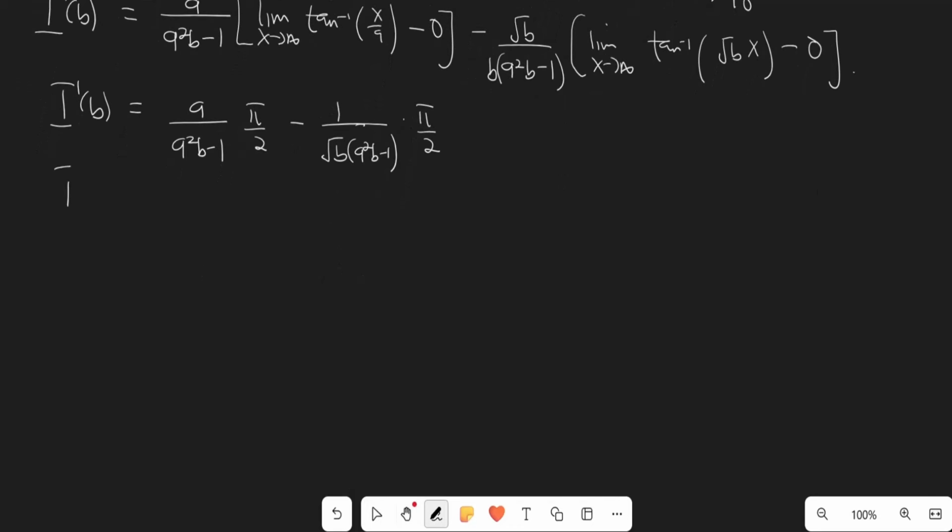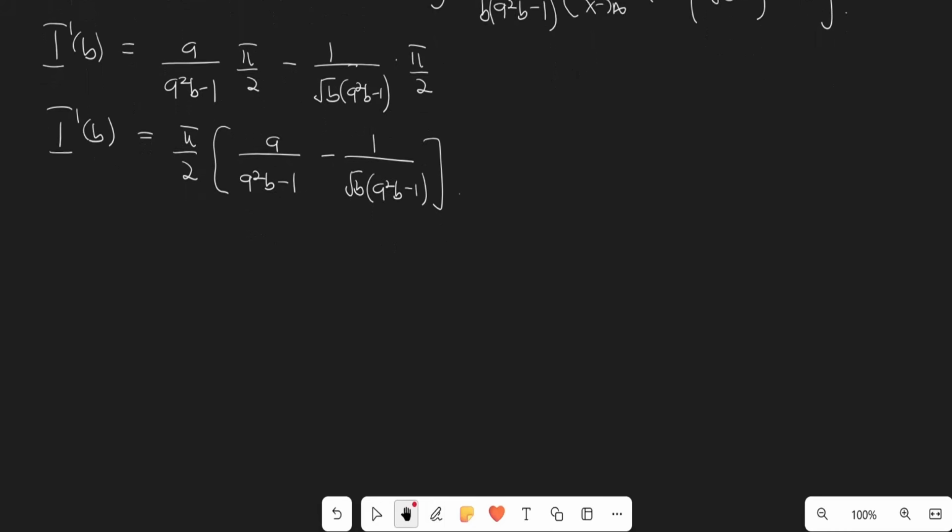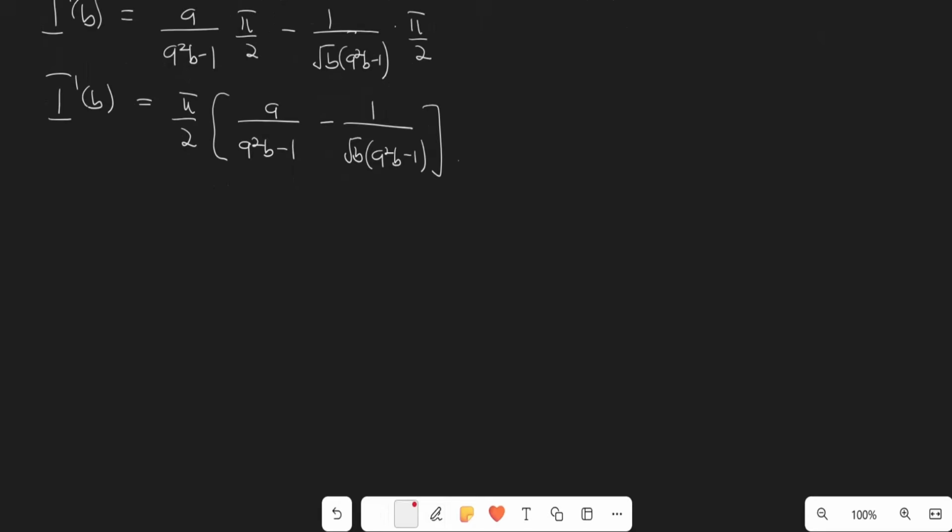Alright, cool. Now you see that pi over 2 is common between the two terms. I'm going to pull it out, pi over 2. And now we have a all over a squared b minus 1, minus 1 all over the square root of b, multiplied by a squared b minus 1, like this. We want I of b, not I prime of b.